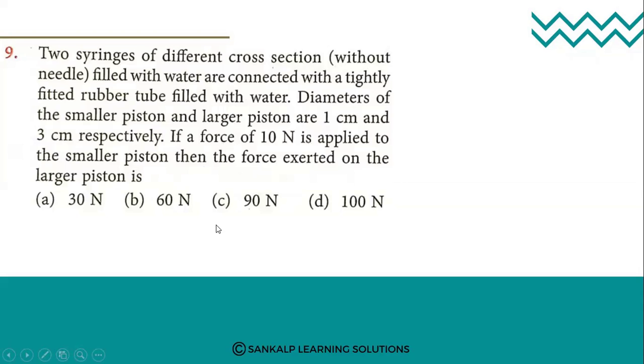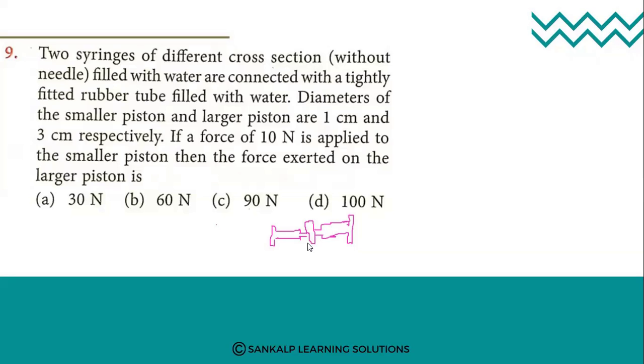So here you can see this. You have the two syringes. So just adjust a little with the diagram. You have the two syringes. The cross-sectional area is different, they have given. So cross-sectional area different. You need to imagine one is smaller and one is bigger. Next they are saying fitted with water, connected with a tightly fitted rubber tube filled with water. Okay, so this is connected to some water tank, or you can say one water-filled container.